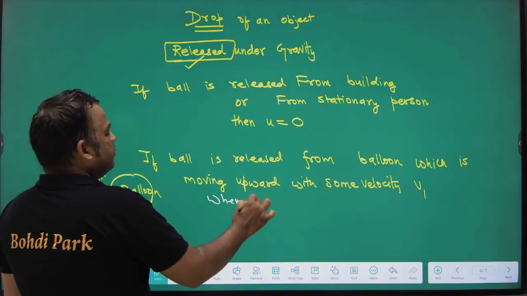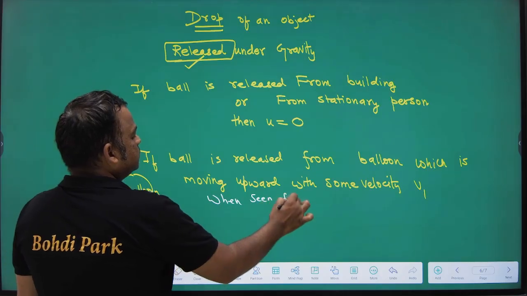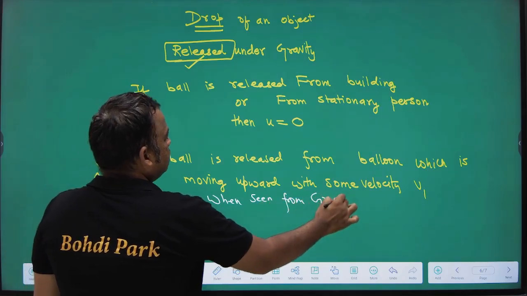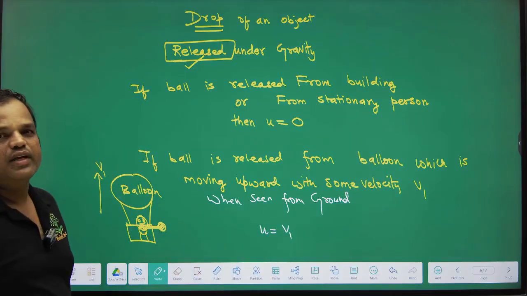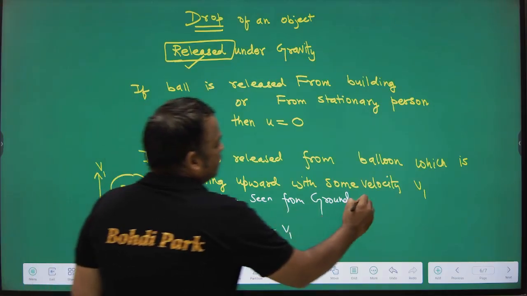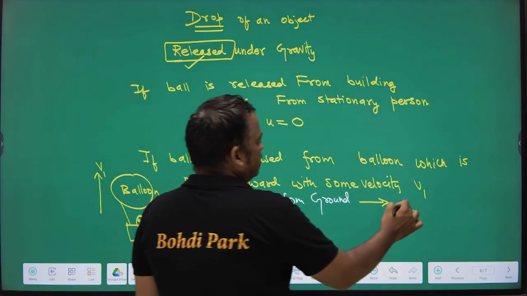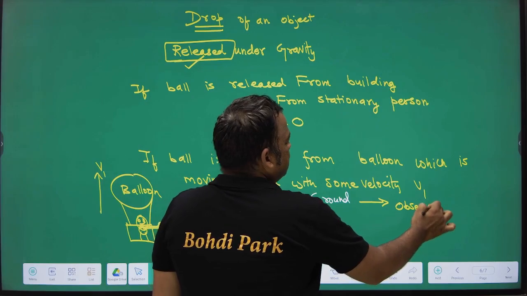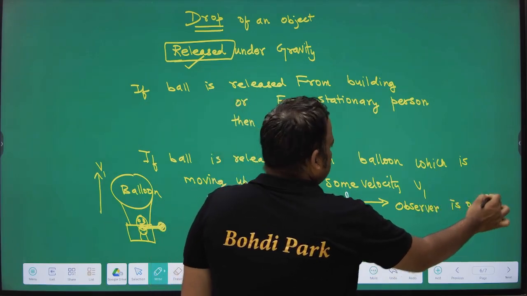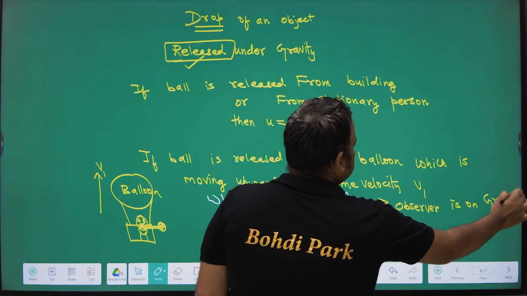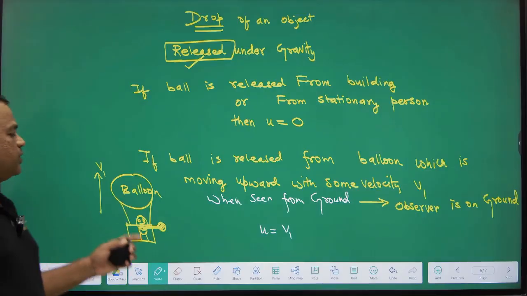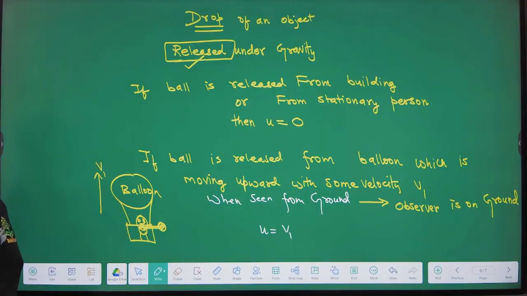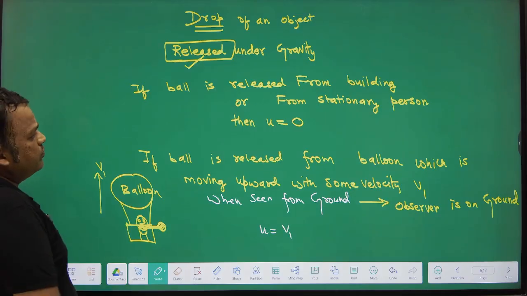So when seen from ground, the initial velocity will be V1, same as the balloon, which means the frame of reference is ground, or the observer is on the ground. So that is known as a ground observer. So when you see from ground, the velocity of the ball will be V1 when it is released.